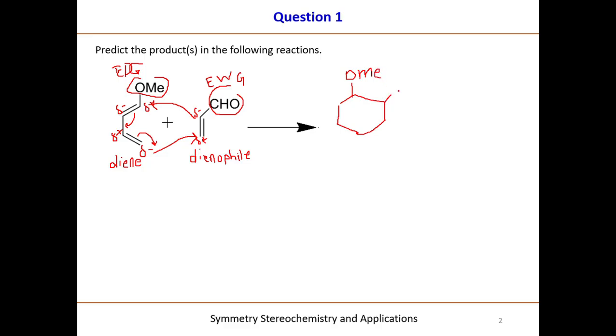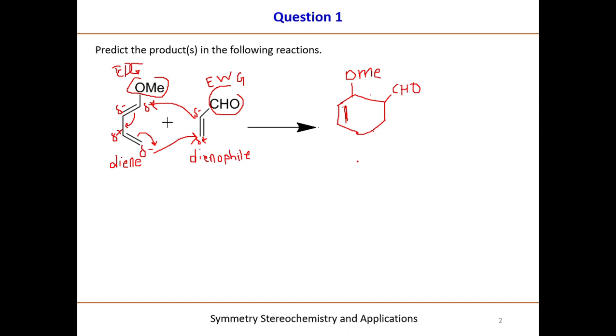The withdrawing group, the CHO aldehyde group, will be here. As I told you, two new sigma bonds form because it's a 4+2 cycloaddition reaction, a Diels-Alder reaction. So we get two sigma bonds, this one and this one. Pi bond breaking takes place here; these two pi bonds will also break, and a new pi bond forms at this position. So this will be your final product for this substrate.